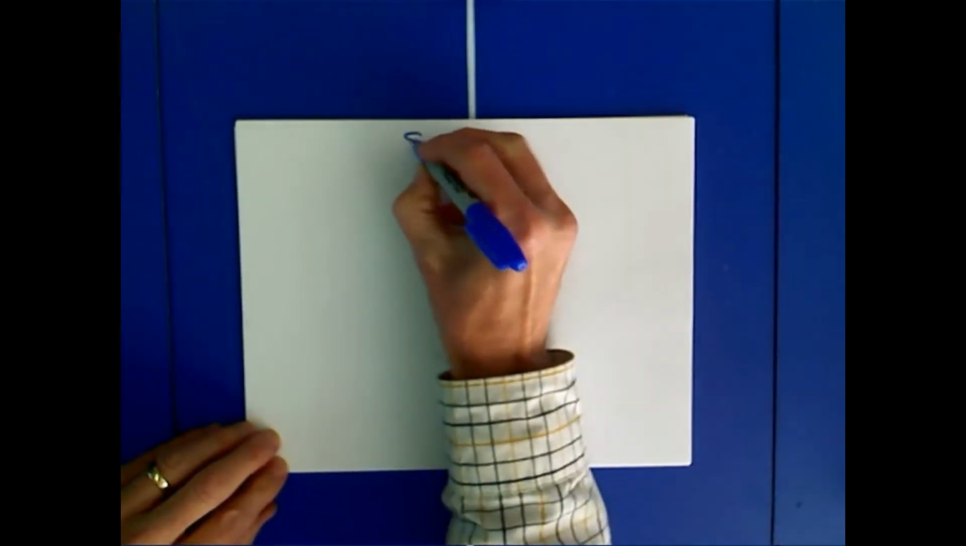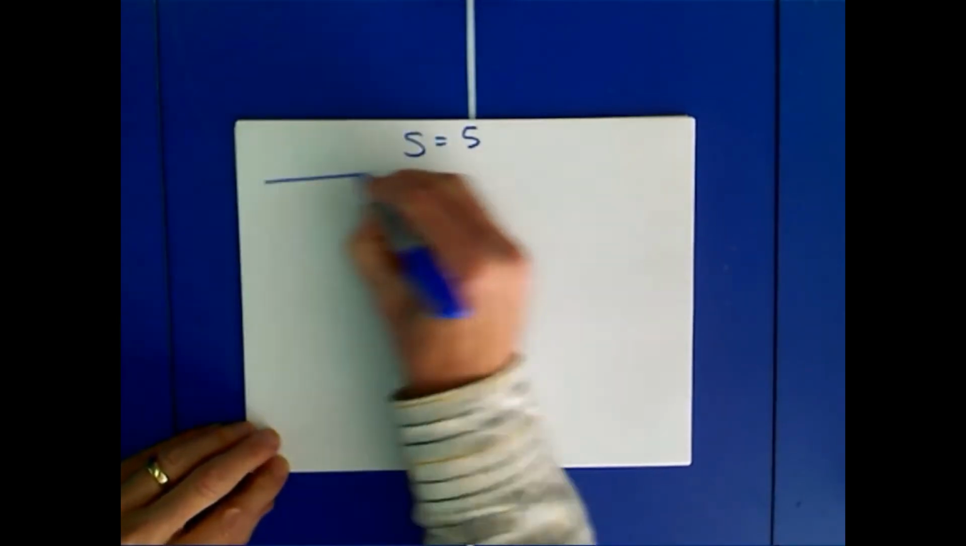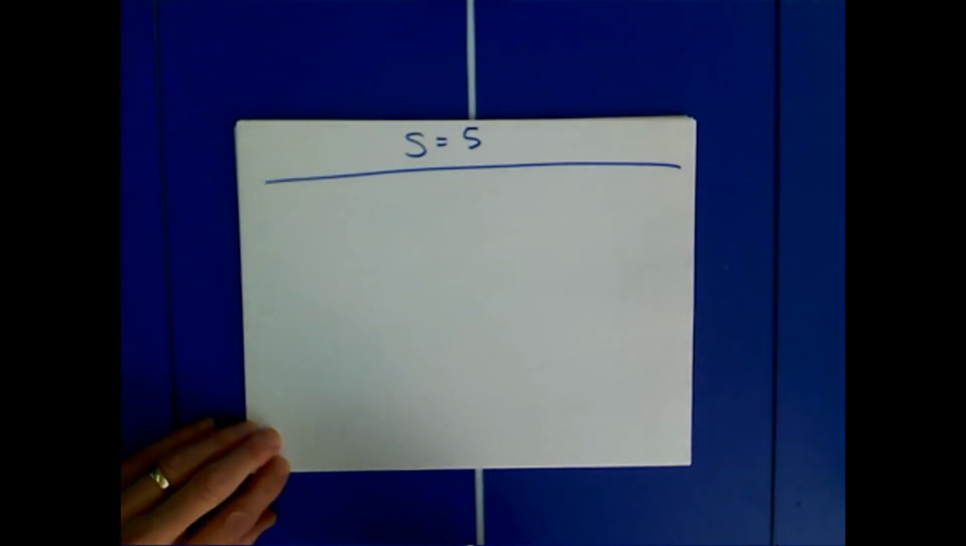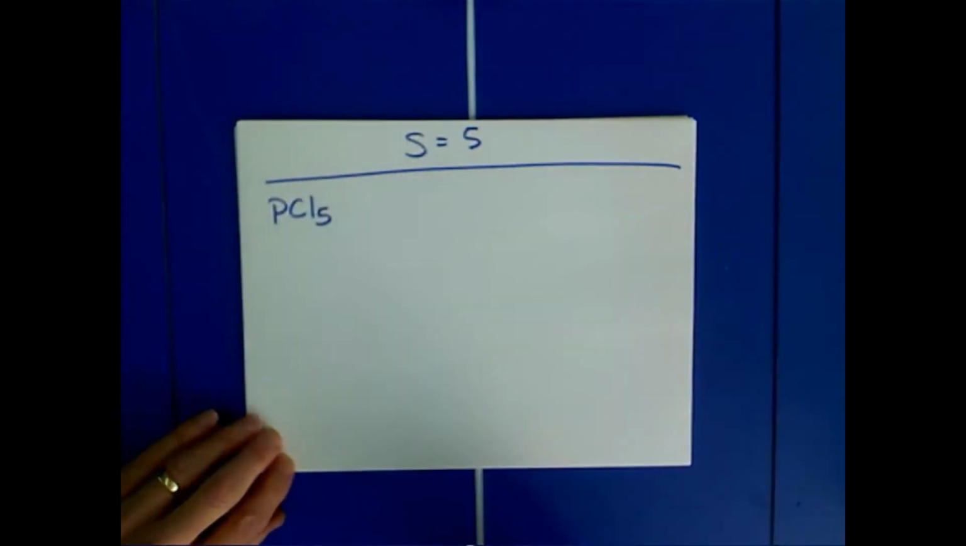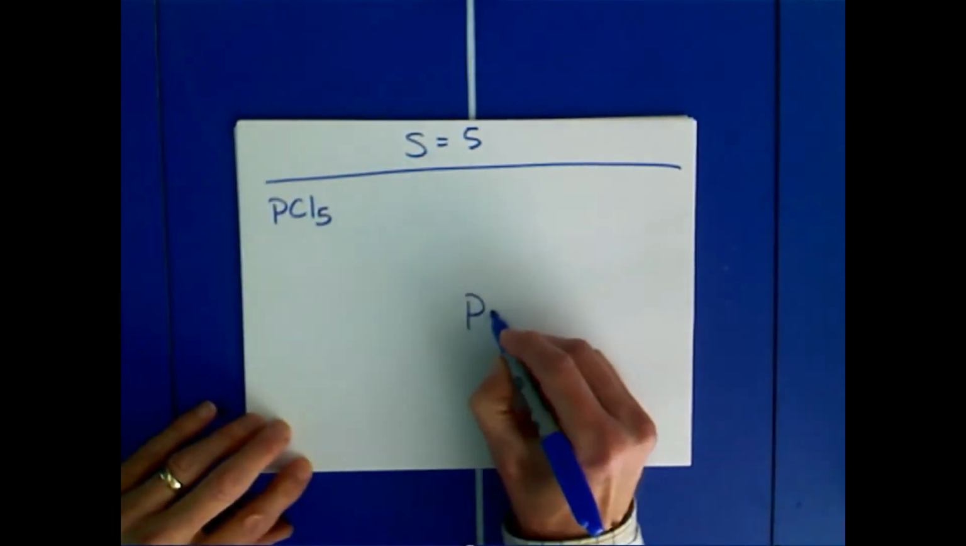We're now going to look at the case where the steric number for a molecule is 5. An example of this is a molecule called phosphorus pentachloride, the Lewis structure of which looks like this.